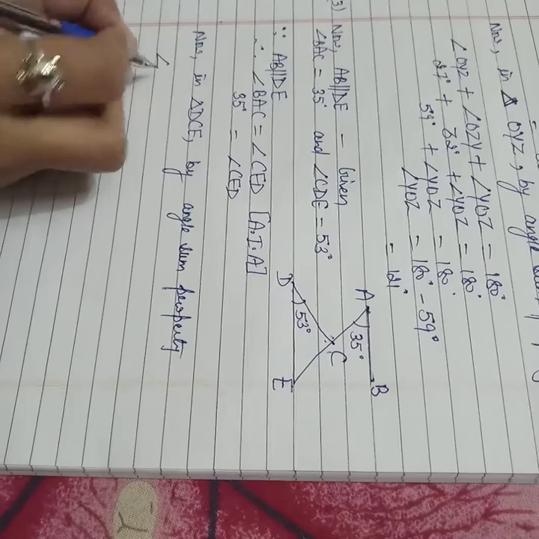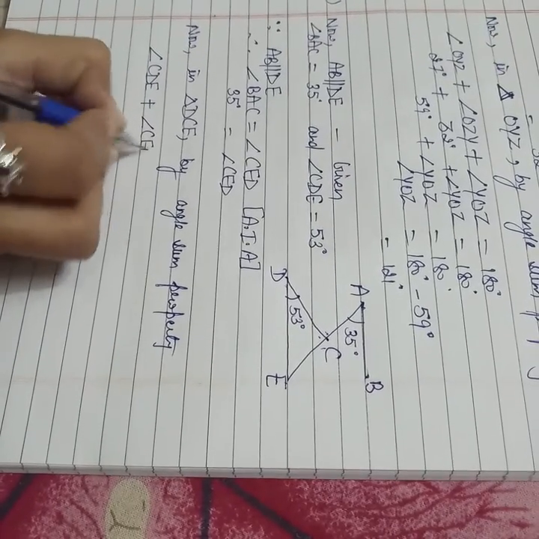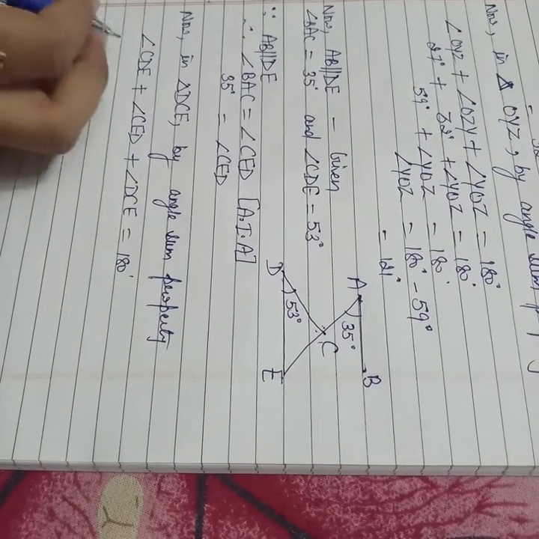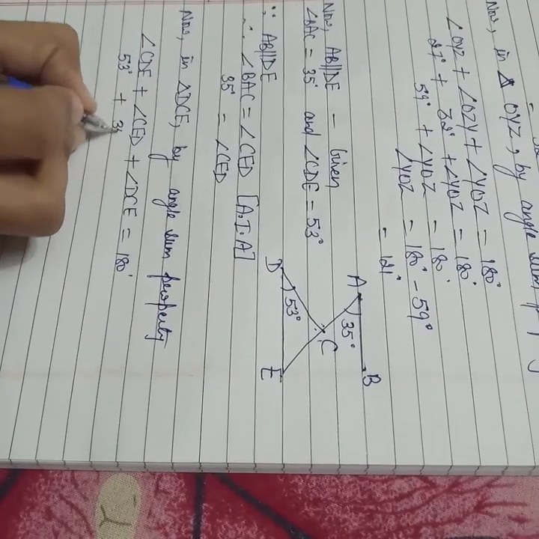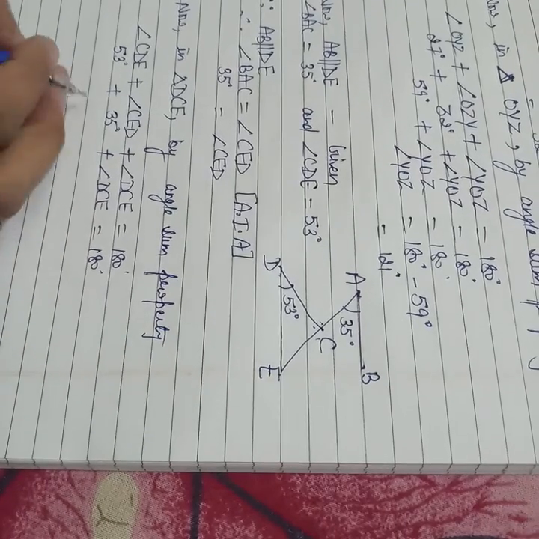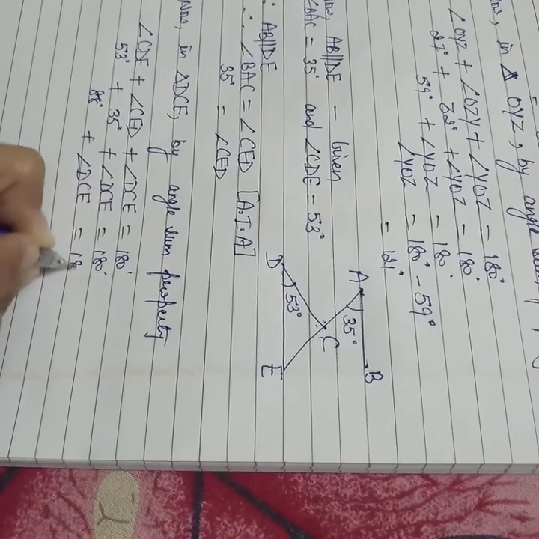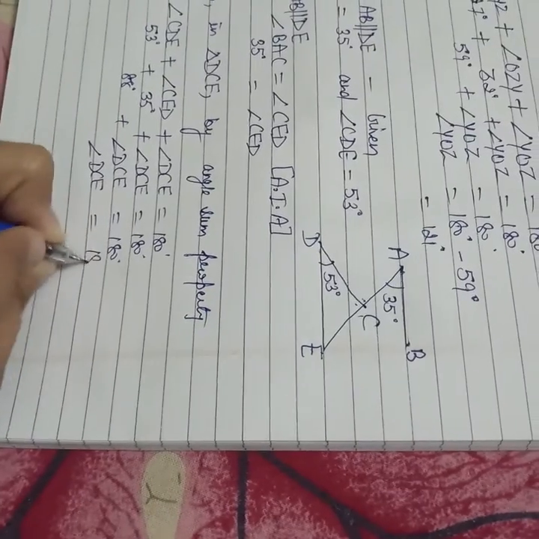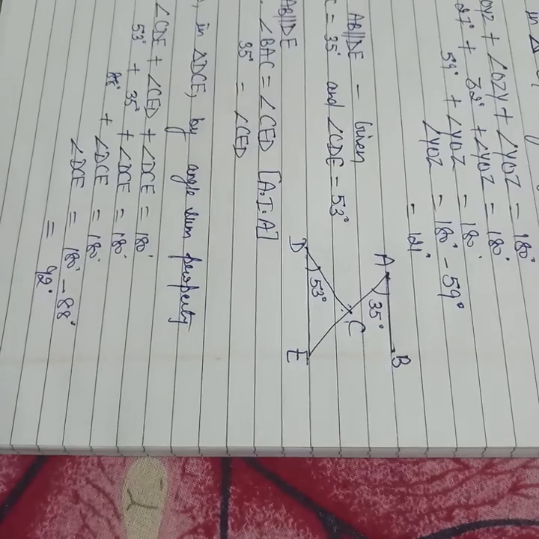angle CDE plus angle CED plus angle DCE equals 180 degree. Angle CDE is 53 plus CED is 35 plus angle DCE equals 180 degree. Now 88 degree plus angle DCE equals 180 degree. Angle DCE equals 180 degree minus 88 degree, which is equal to 92 degree.